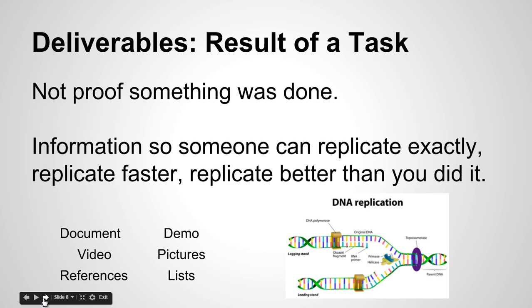So the deliverable is a result of a task. It's not proof that something was done. It's information so someone can replicate exactly what you did. Replicate it faster, replicate it better.